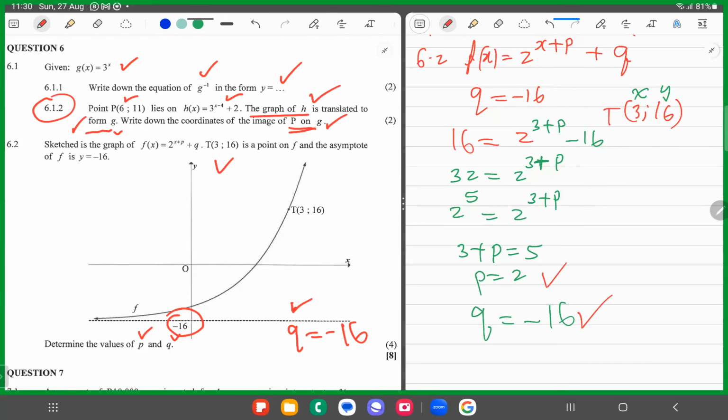These are the things we want. P and q are these.